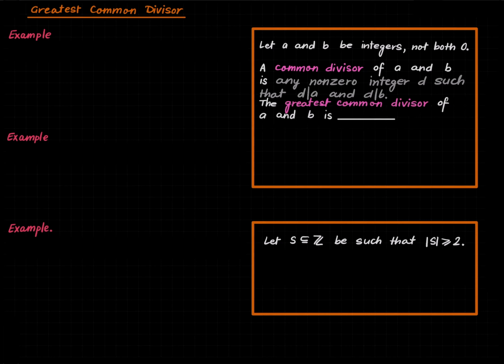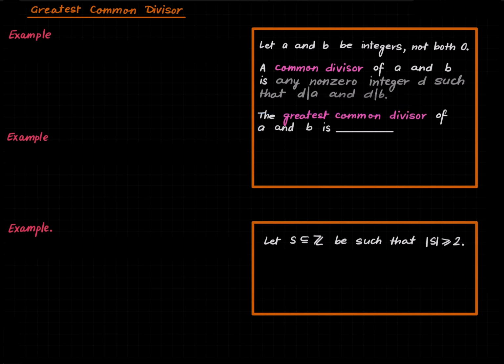And the greatest common divisor of a and b is the max of all the common divisors of a and b. You collect the set of all the positive common divisors and take the one which is greatest. Since a and b are not both 0, this is a finite set.